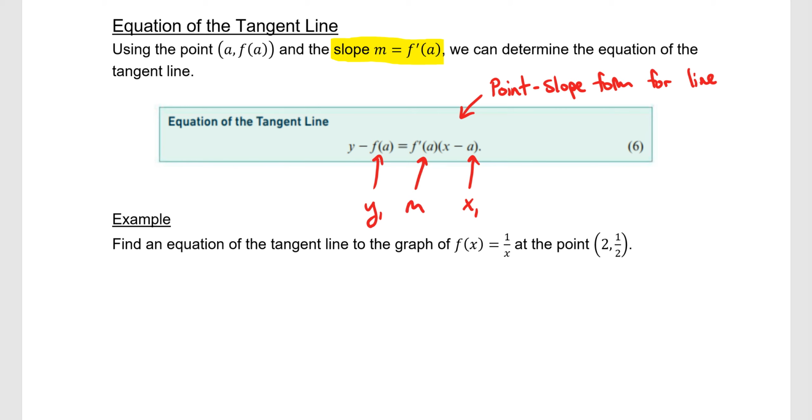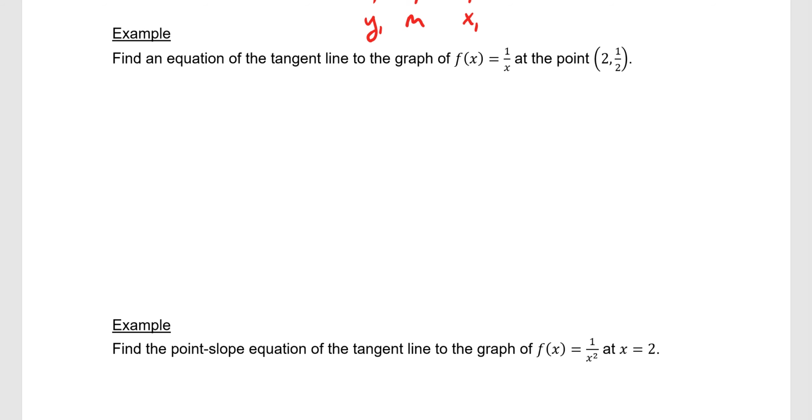So for this example, let's find an equation of the tangent line to the graph of f of x equals 1 over x at the point 2 comma 1/2. As soon as you see that we're trying to find an equation of the tangent line, we should be writing down exactly what was just above: y minus f of a equals f prime of a times x minus a. Or you can write down using the point-slope form, y minus y1 equals m times x minus x1.